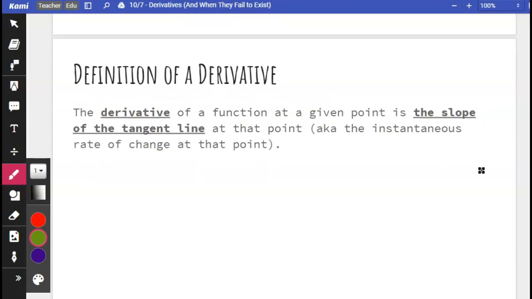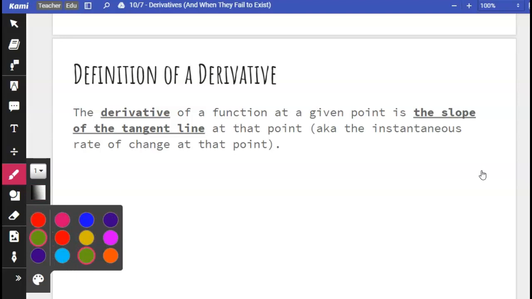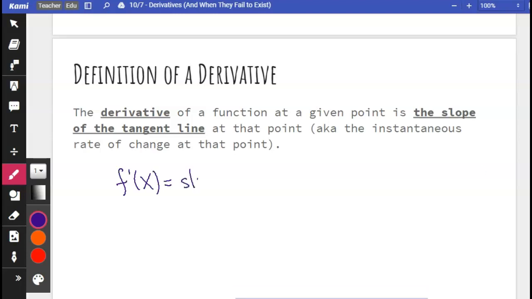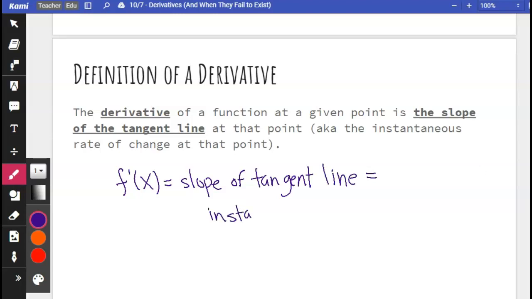I wrote this down twice. Now I'm going, I should have reviewed my slides. So yes, the derivative of a function at a given point is the slope of the tangent line at that point, aka the instantaneous rate of change at that point. So again, we know what derivative means, and I want to keep emphasizing that you understand that whole piece. A derivative equals the slope of a tangent line, which is equal to the instantaneous rate of change.